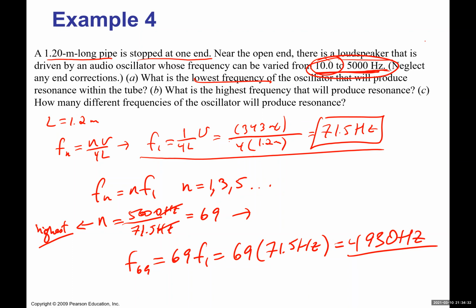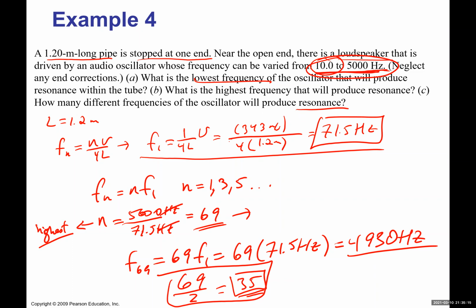Part C is asking how many different frequencies of the oscillator will produce a resonance. Remember, 69 is an odd harmonic. When you calculate this, these are the odd harmonics higher than the fundamental frequency. So we just divide this by 2, roughly, to get 35 as the number of allowed resonance frequencies. Remember, there are even and odd, but for an open-closed tube you are only allowed the odd numbers, so you take that number and divide by 2 to get the allowed harmonics. I mean the resonances, sorry.